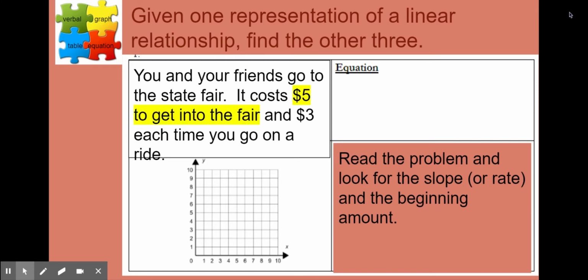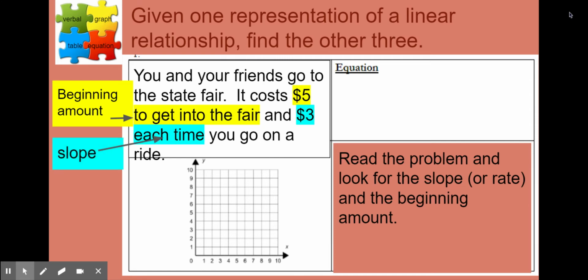So I'm going to highlight what I see. $5 to get into the fair and $3 each time I go on a ride. One of those is our beginning amount. One of those is our rate. So the beginning amount is 5 because it happens right at the beginning and it happens only once. But this 3 happens each time I want to go on a ride. So that happens repeatedly. That's our rate or our slope.